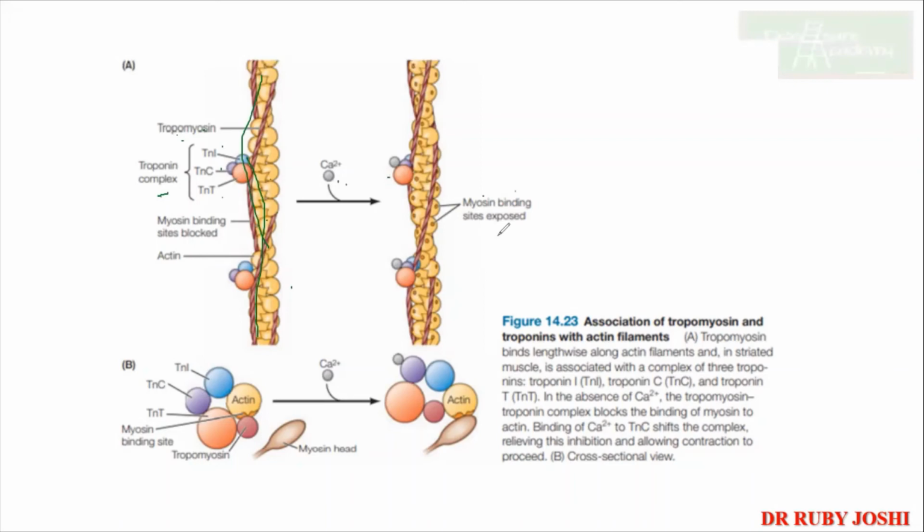Did you get it? See, another figure. So you have got this troponin complex, I, C, and T is there. And in the actin, this is a region where the myosin binding site is there, which is blocked by the tropomyosin. Now, once calcium comes and binds to the troponin complex, what is happening? The tropomyosin is moved and the myosin site is exposed, to which the myosin head is going to bind.